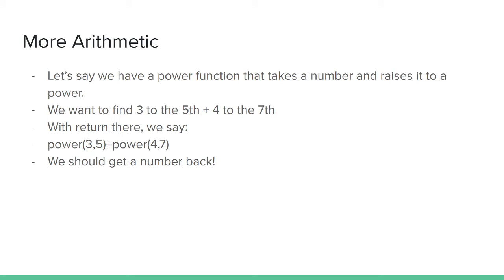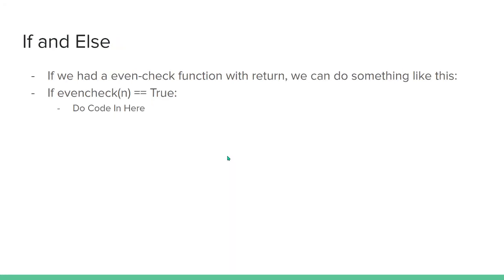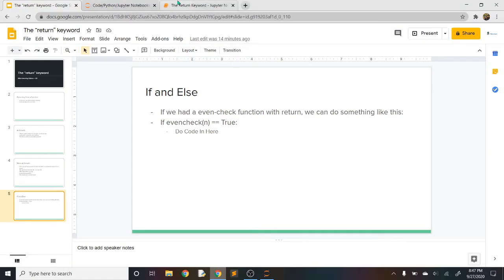So if we had a power program that took in two values, and the first value was the base and the second value was the exponent, we could do 3 to the 5th plus 4 to the 7th using a power function. And we can use if and else statements. So if we had a function that checked whether a number was even, we can pass that function, and if it's true, we can do something, and if it's false, we can do something else. So now let's take a look at a few examples in a Jupyter notebook.